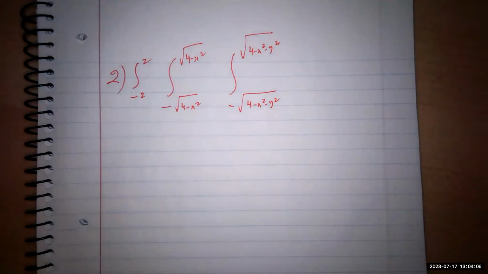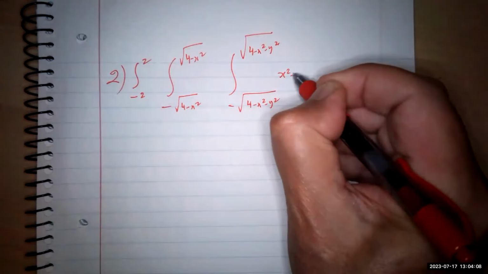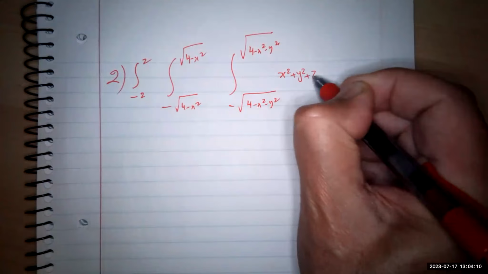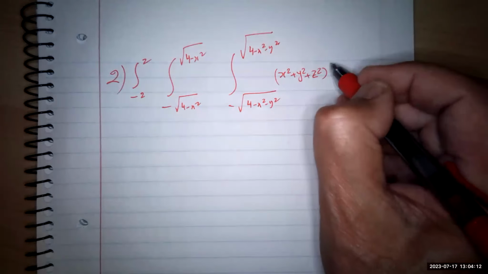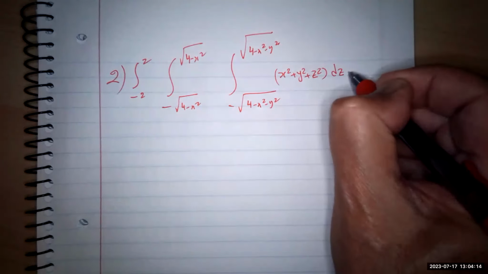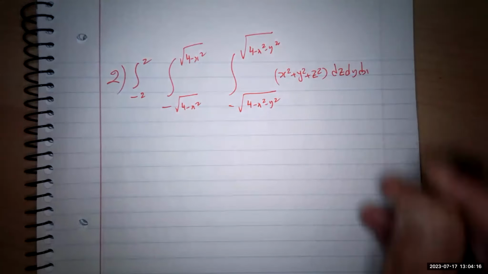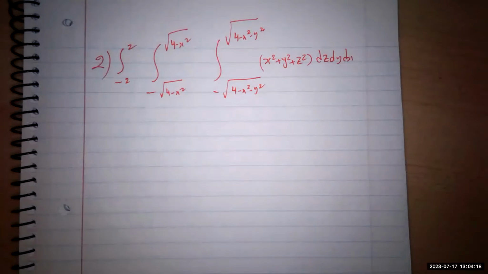Okay, there is a function, x squared plus y squared plus z squared, and you want to integrate with this order, dz, dy, dx. That's it. So this is the one where the limits of integration are available. So you have to put them together yourself to see what's going on with this information that you have.